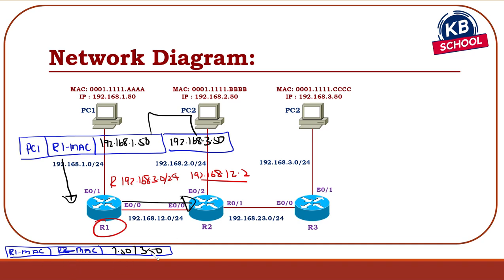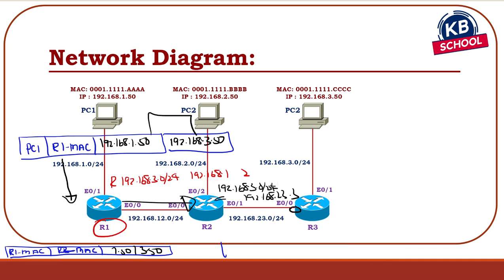Okay. Finds out 3.50. How do I reach 3.50 over here in the routing table? His routing table will say 192.168.3.0 is reachable via 23.3, which is this guy. Says, oh, I need to find the MAC address for 23.3. Checks the ARP cache or does an ARP request. Figures out the MAC address.